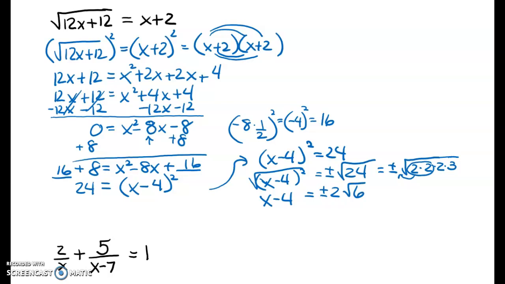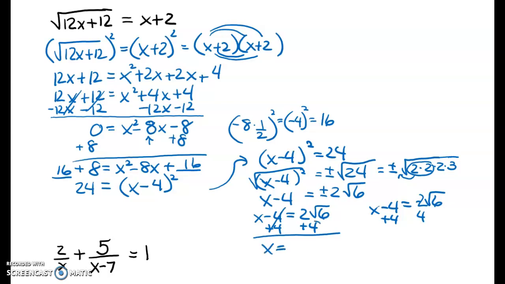So now I'm going to set up my two equations. x minus 4 equals positive 2 radical 6. x minus 4 equals negative 2 radical 6. So I'm going to add 4 to both sides. And remember, 4 and 2 radical 6 are not like terms, so I'm going to just write each of these with their sign. Positive 4 and a positive 2 radical 6. This is going to be a positive 4 and a negative 2 radical 6.